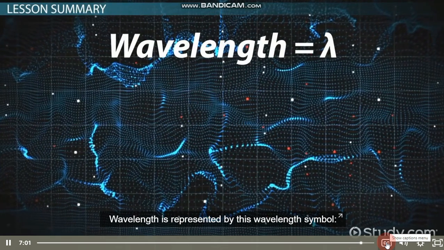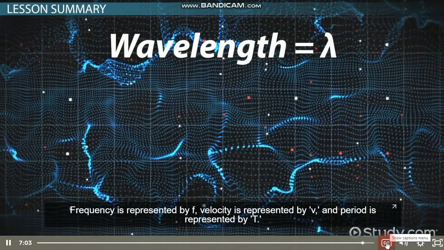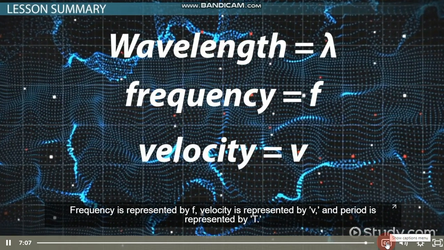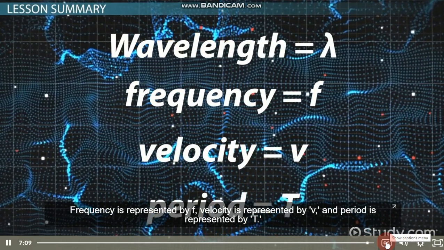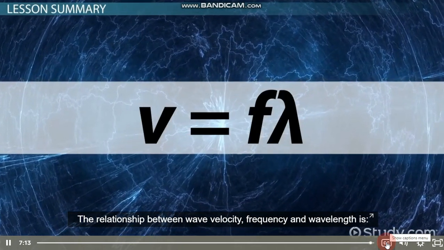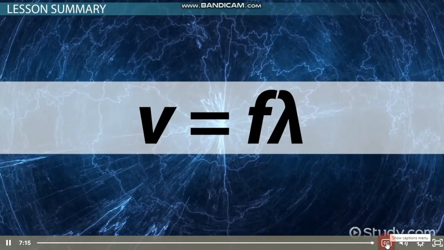Wavelength is represented by this wavelength symbol. Frequency is represented by f. Velocity is represented by v. And period is represented by T. The relationship between wave velocity, frequency, and wavelength is v equals f times lambda.